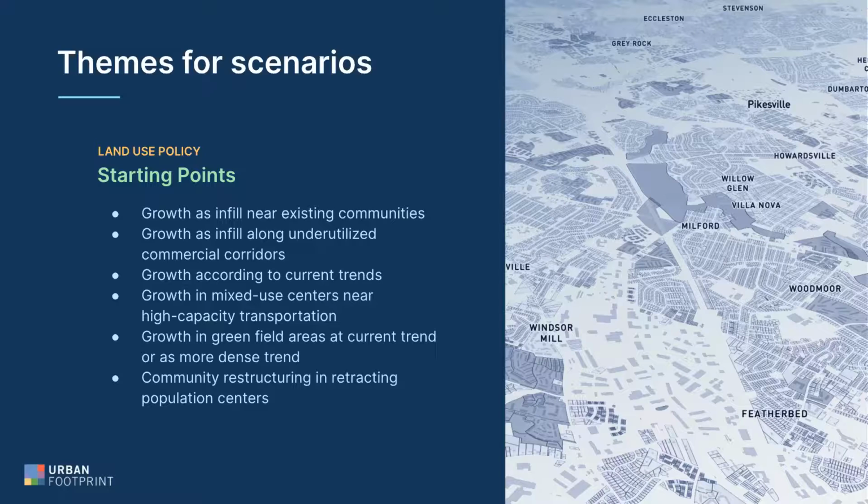We can also look at greenfield areas, which are generally on edge development cases or fringe development within a community. So this is on the periphery of the city. We can look at current trends, or we can even model a more dense trend in the future. And then in the rare cases that a community is restructuring or retracting in its population, which is not as common an instance, we can support how to reappropriate land use to manage that change as well.